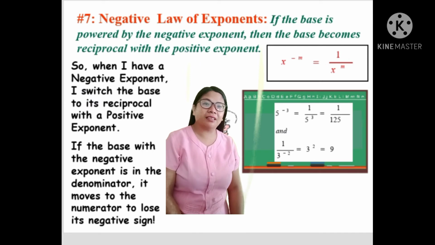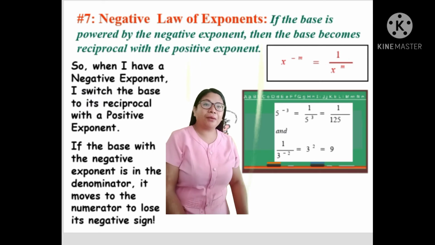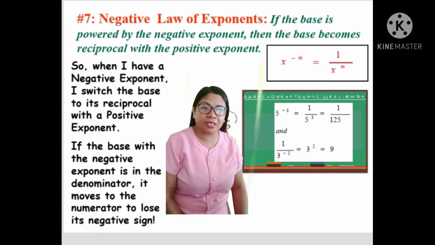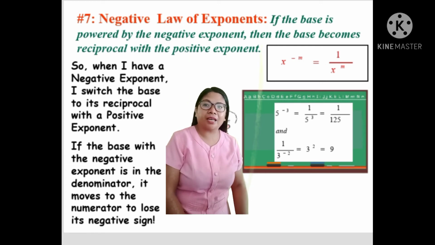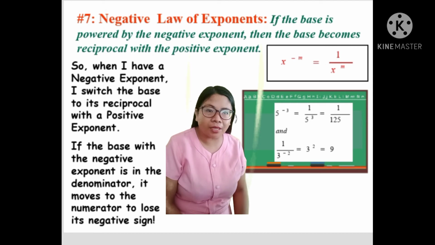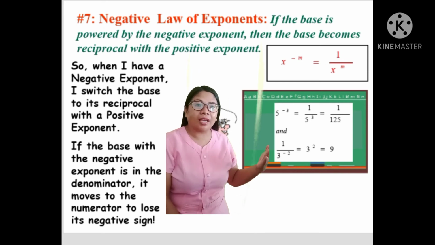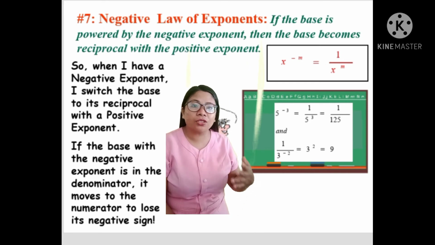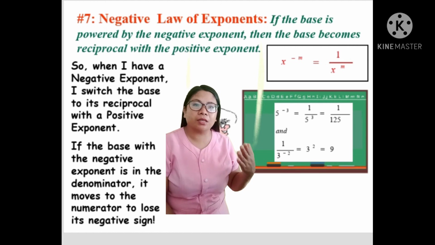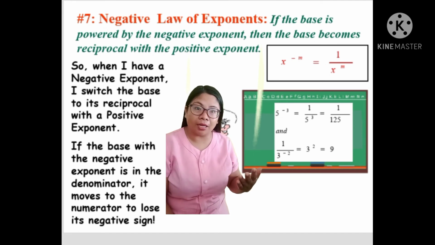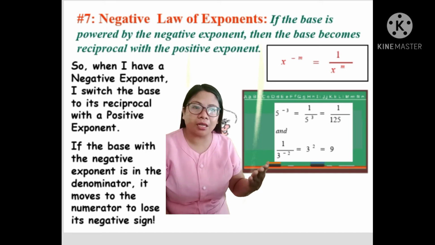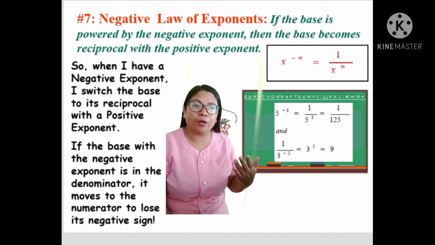Next is the negative law of exponents. If the base is powered by a negative exponent, then the base becomes the reciprocal with the positive exponent. Let's say x raised to negative n. It is also equal to 1 over x raised to n. We have here the concrete example, 5 raised to negative 3. It is also equal to 1 over 5 raised to 3. It will come up with 1 over 125.